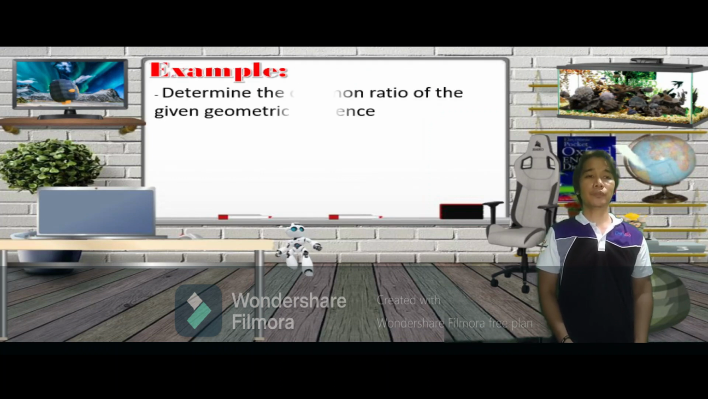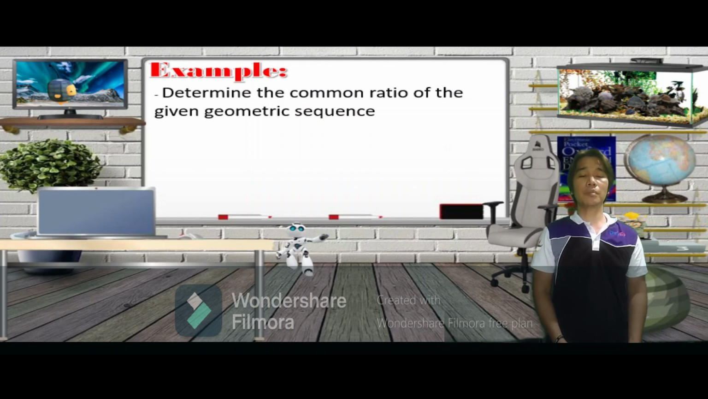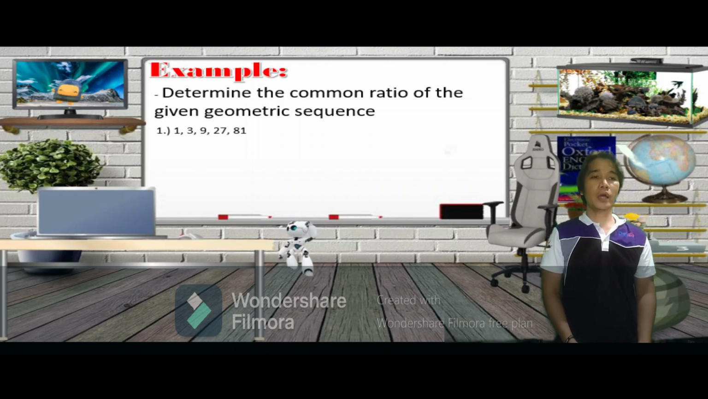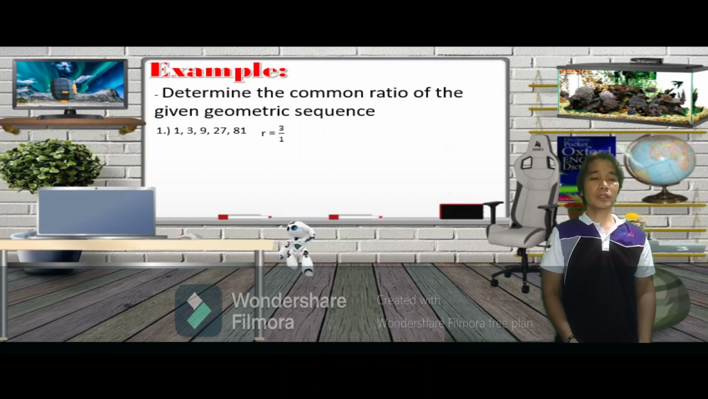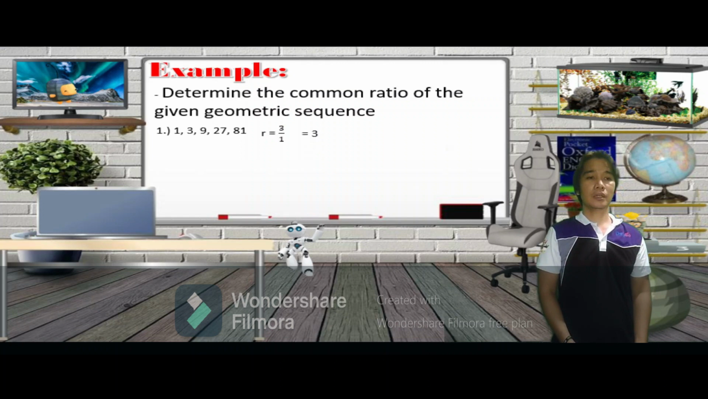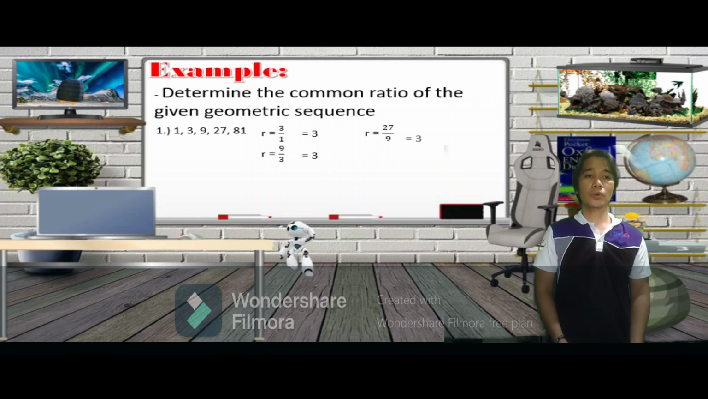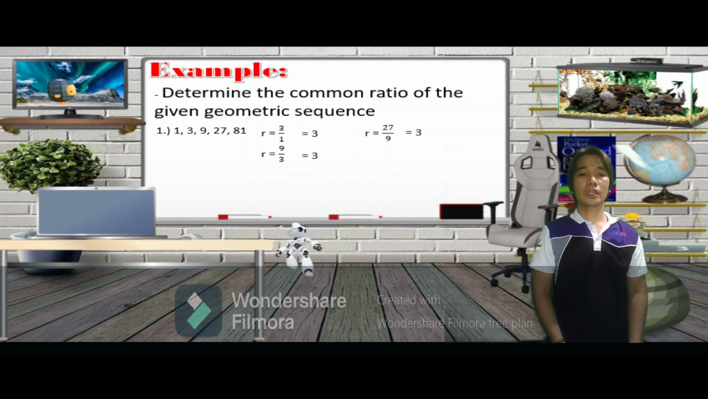For example, determine the common ratio of the given geometric sequence 1, 3, 9, 27, and 81. To get the common ratio, divide the second term by the first term. So we have 3 divided by 1, we have 3. Then 9 divided by 3, we have 3. Then 27 divided by 9, we have also 3. Therefore, the common ratio for our first example is 3.